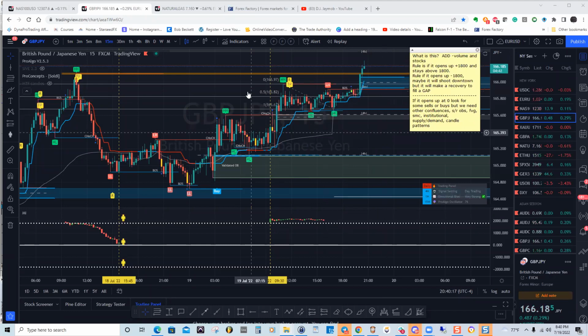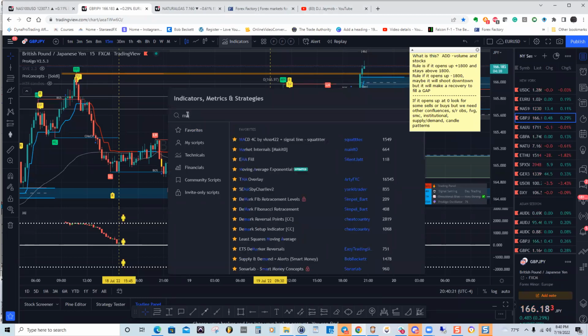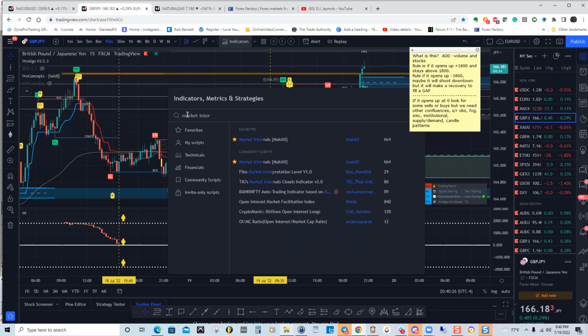All right, so one more time, the way you find it is you have to type in market internals. Market internals. This is free. You don't have to pay for this. Market internals. From this point on, no one needs to ask me that anymore because it's market internals, right?